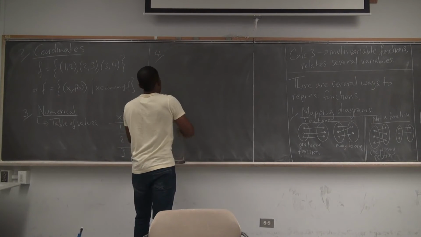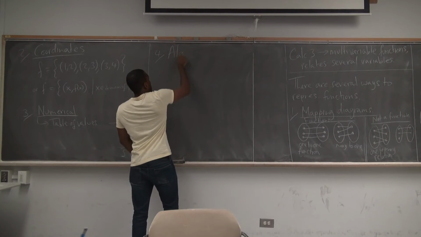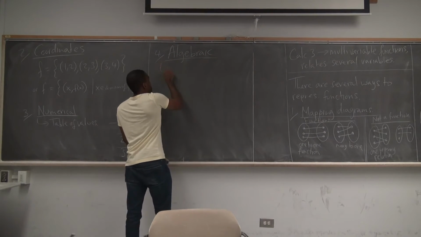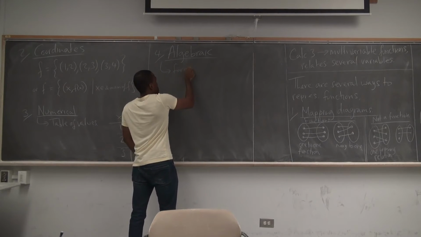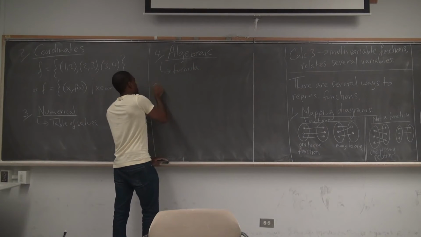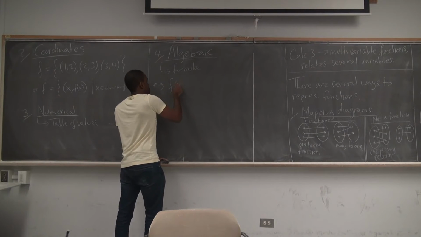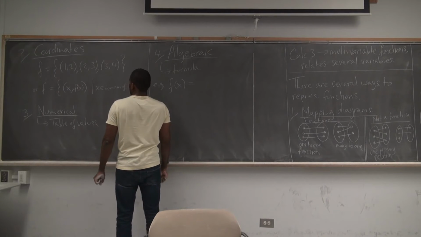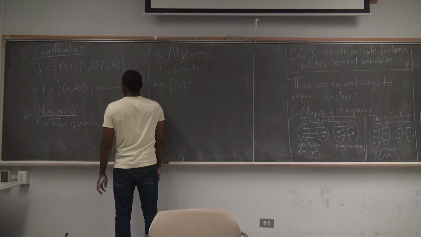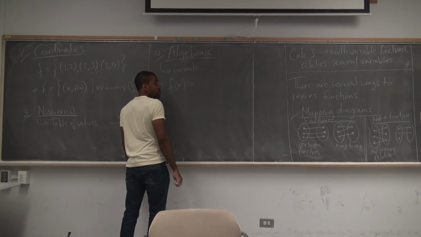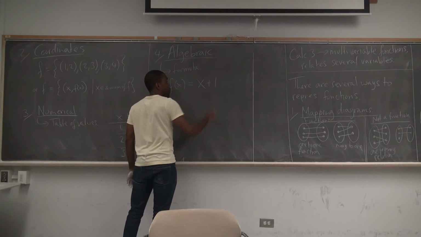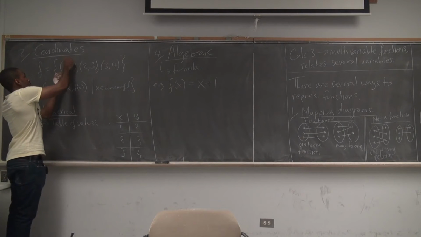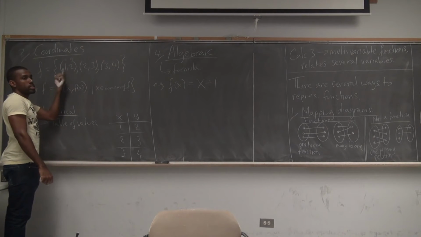Or you can have what's called algebraic representation. Meaning you're using a formula. For example, f of x equals, let's say I wanted to represent this as a function. What would the function be? x plus 1. Notice that here, this is my x value, this is my y value. What is the rule that connects them?